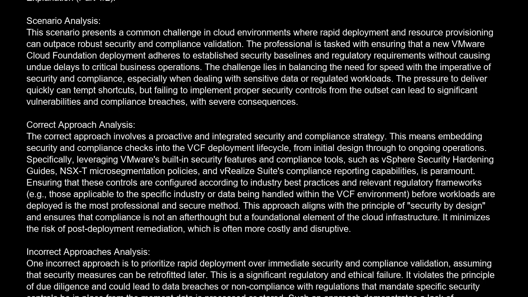The correct answer is A. Proceed with the deployment and virtual machine provisioning, documenting the outstanding security and compliance items for remediation in a subsequent phase to meet the immediate business need.